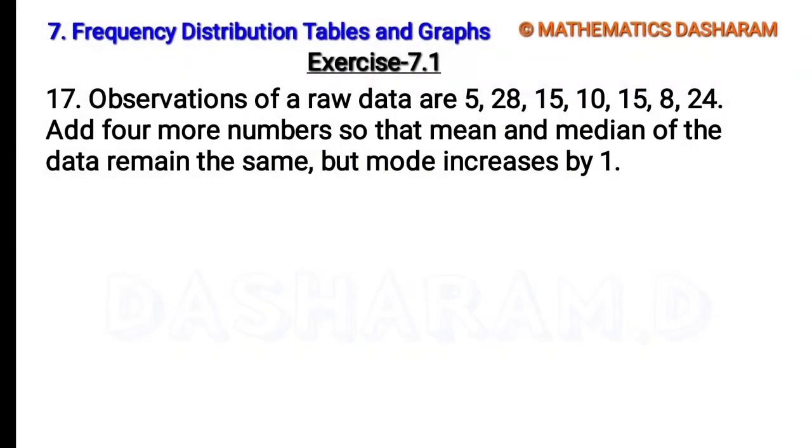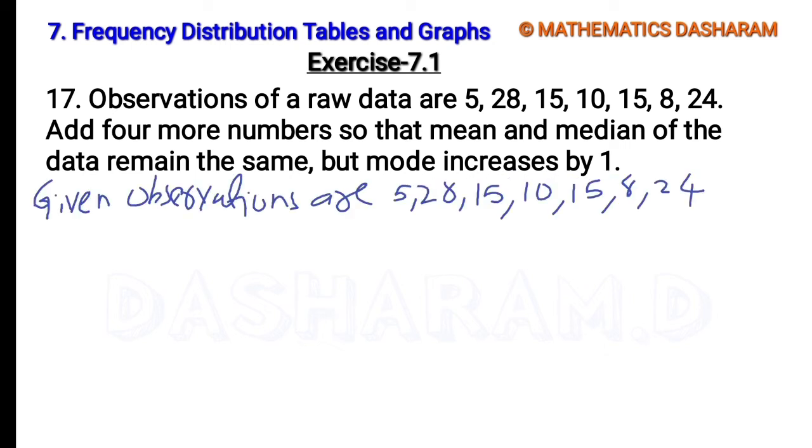Next, 17th question. Observations of a raw data are 5, 28, 15, 10, 15, 8, 24. Add 4 more numbers so that the mean and median of the data remain the same, but the mode increases by 1. First given observations are, so let's find out the mean answer first.